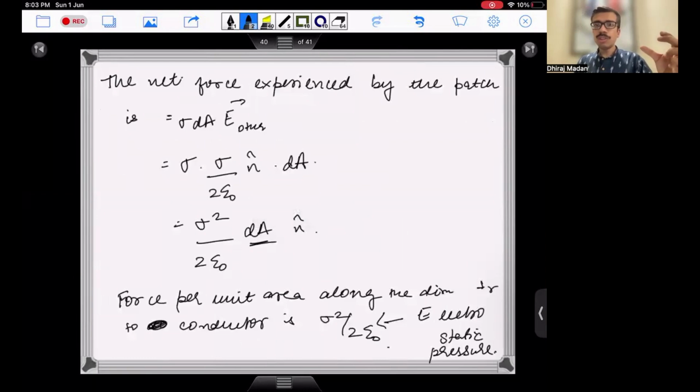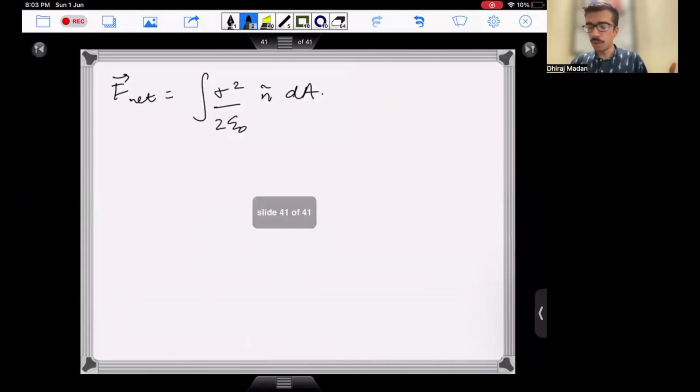How much is the force which the patch experiences? That is only due to the other component, which gives sigma square over 2 epsilon naught n cap dA. If I want to compute the net force, I need to integrate over the entire conducting surface, which gives this result. Now, we'll end this lecture with one particular problem which appeared in JEE Advanced 2010.